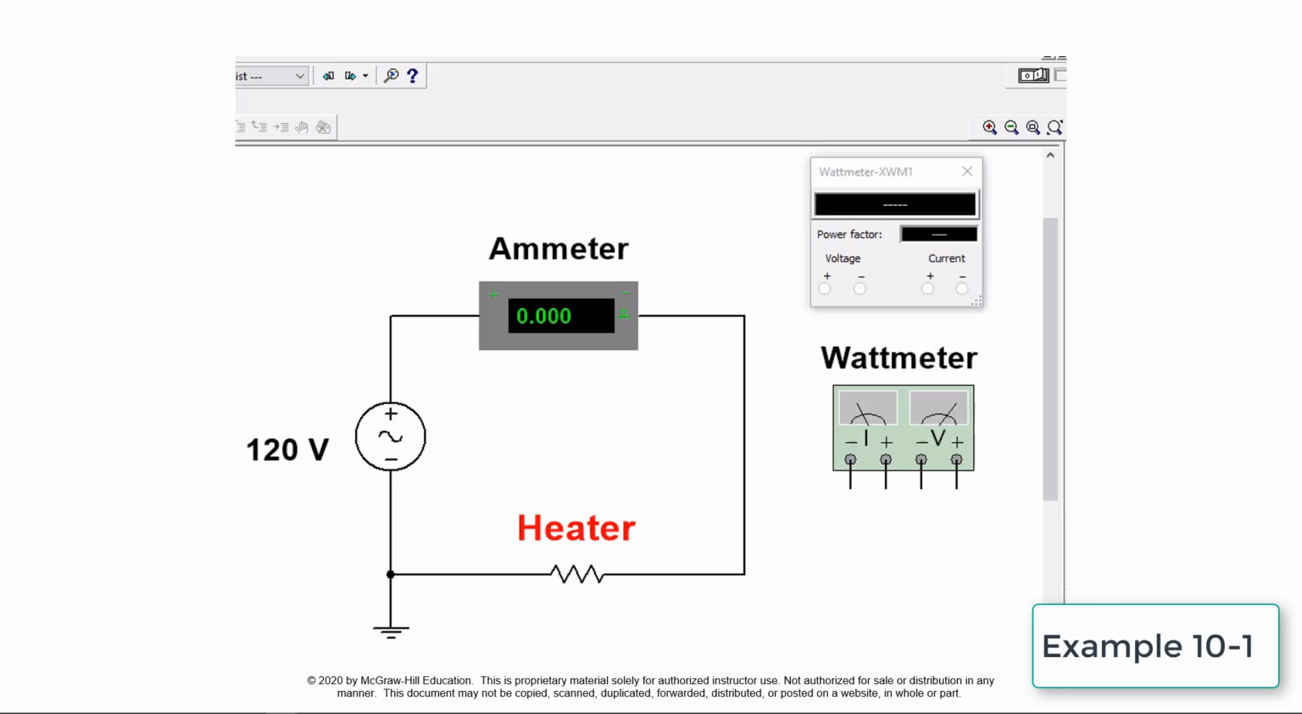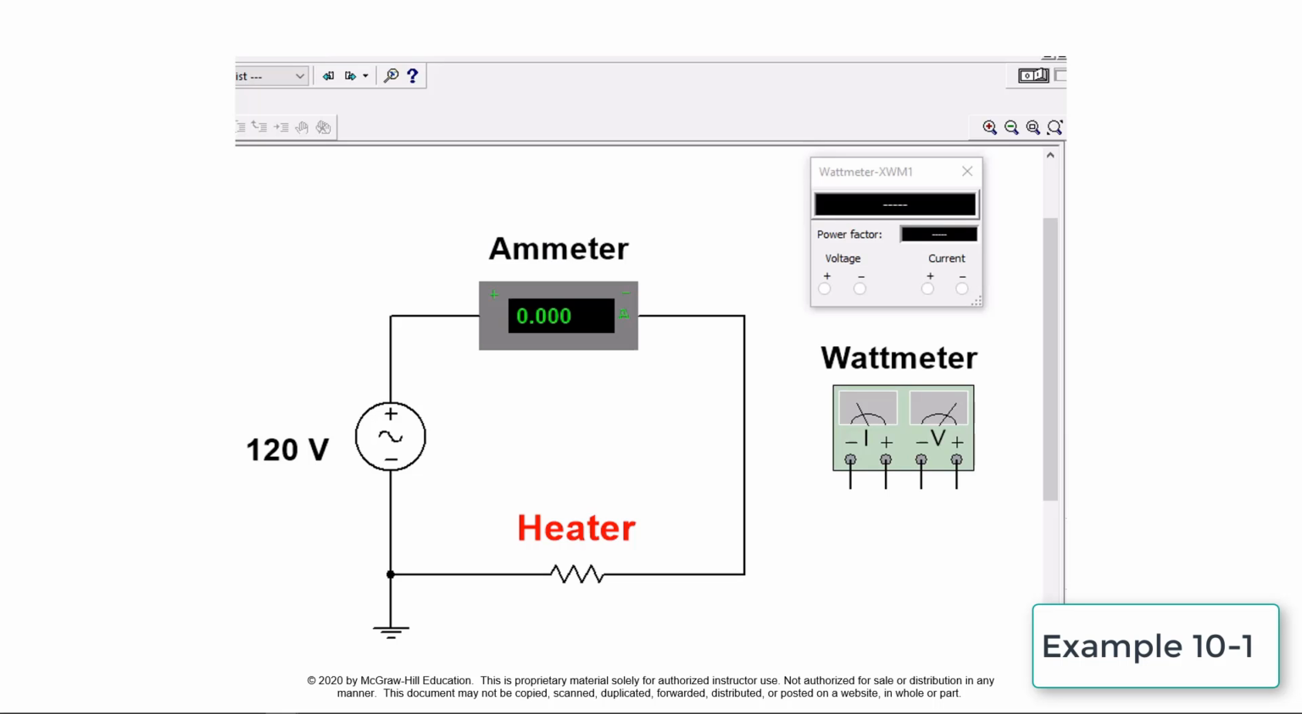This circuit simulates the connection of a wattmeter used to measure power. The power consumed by the heater is first to be calculated, then this calculation verified by measuring the power with the wattmeter. Heater power is calculated by multiplying the voltage by the current. In this case, 120 volts times 8 amps equals 960 watts.